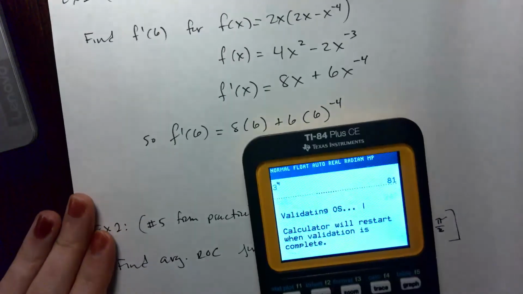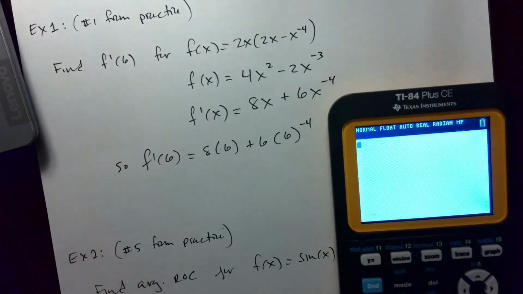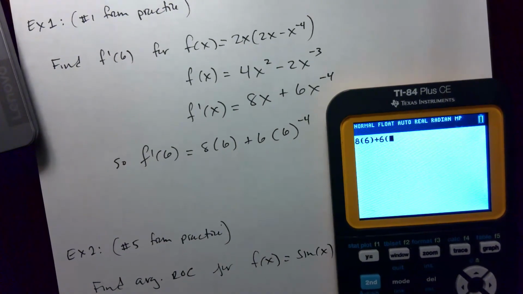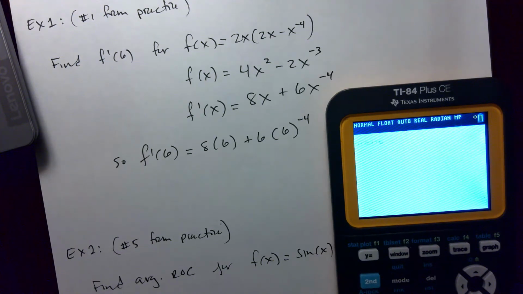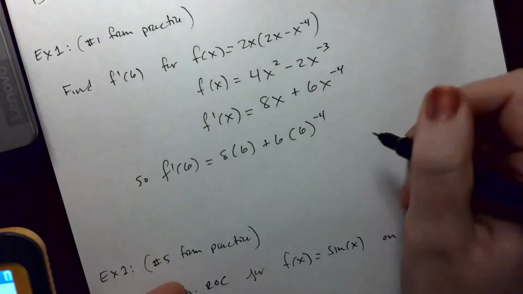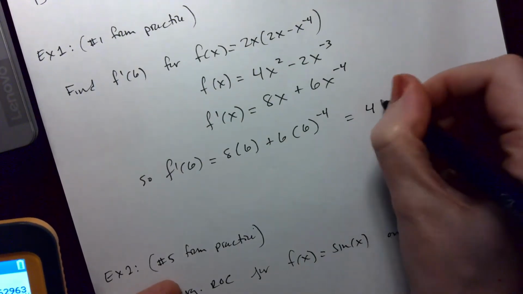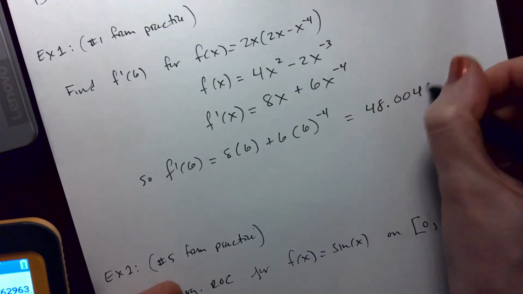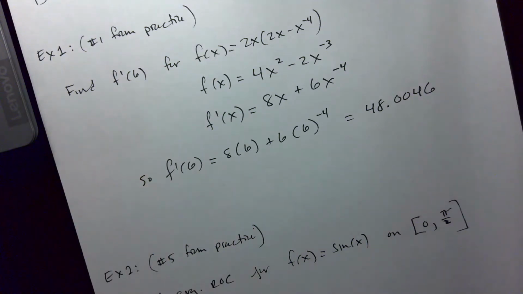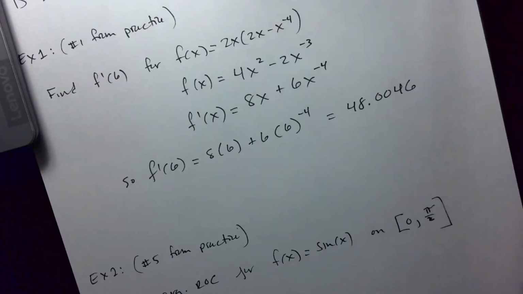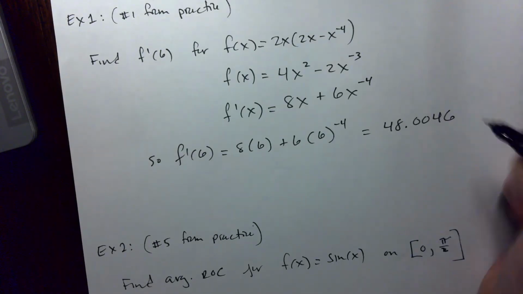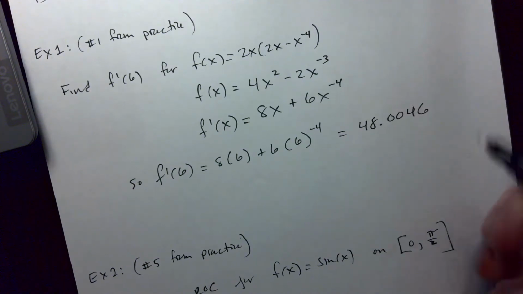All right, sorry, I should have turned this on earlier. Okay, so this is 8 times 6 plus 6 times 6 to the negative 4th, which is 48.0046. Okay, guys, we always want at least 3 decimal places. I like to do 4 decimal places. So that's f prime of 6.